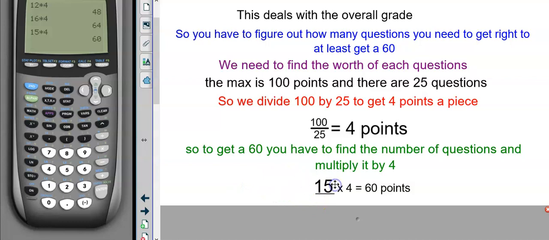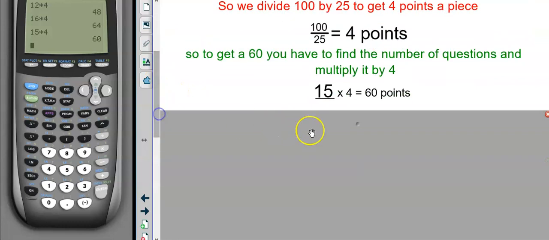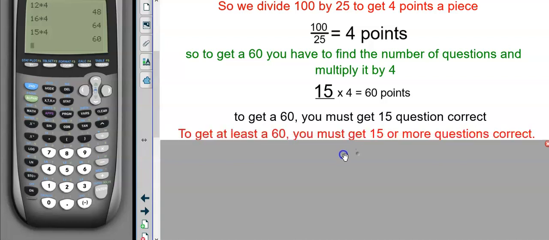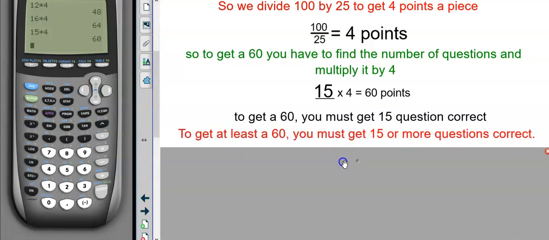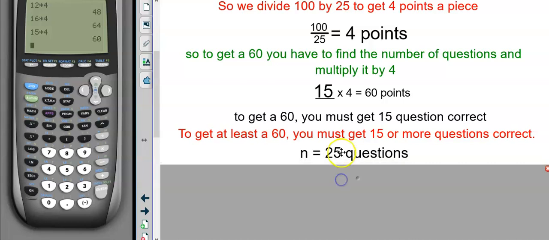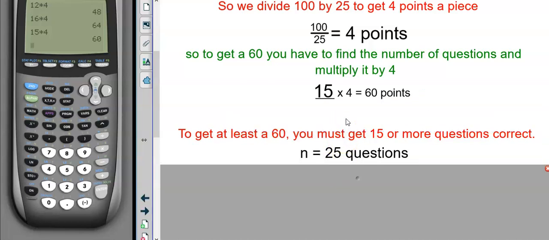So it's 15 questions that will give us at least a 60. We have to do these 15 or more questions in order to get a 60. So to get at least a 60, we must get 15 or more correct.